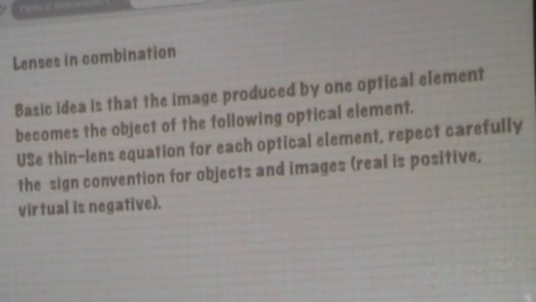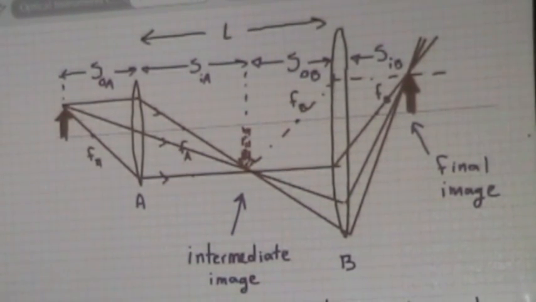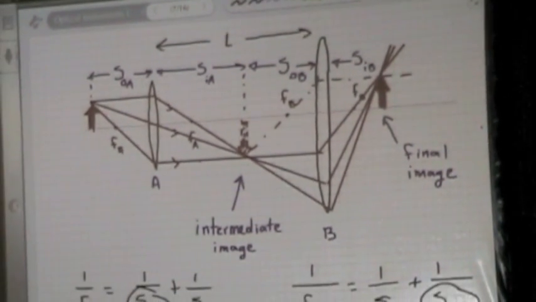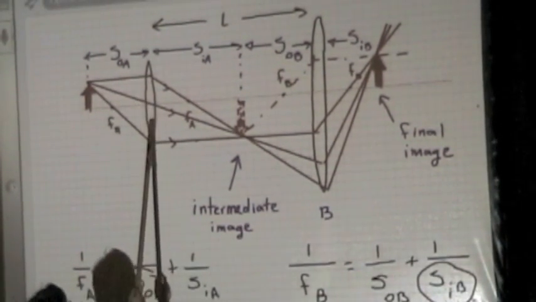And you have to take care of whether the image is virtual or real, object virtual or real. We'll look at that a little bit more. But this is the basic idea of lenses in combination. You're using the image of one optical element as the object of the next optical element. That's the basic idea.